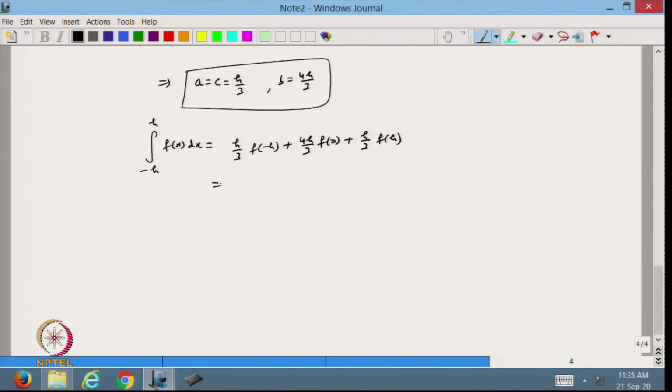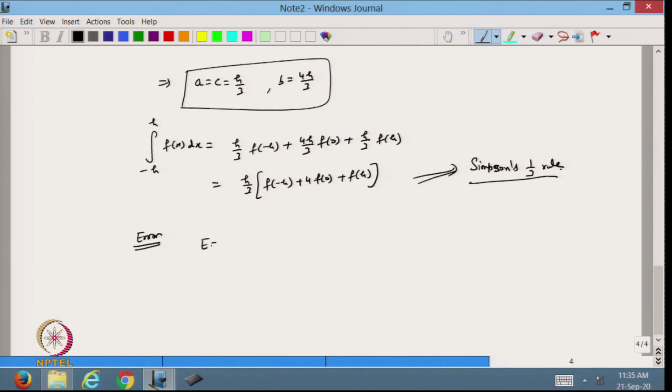And if I take h by 3 common, this will be h by 3 times f of minus h plus 4 times f of 0 plus f of h. If you see from here, this is coming the same as the Simpson 1/3 rule, because in that case also we have the value of the function at 3 points and we are able to find the result. So, this is similar to the Simpson 1/3 rule. Now, the error we want to find.